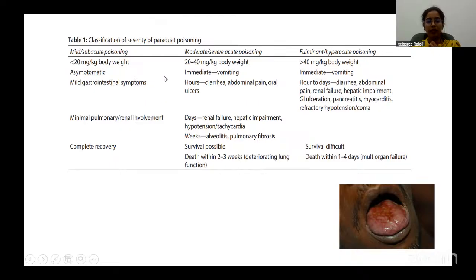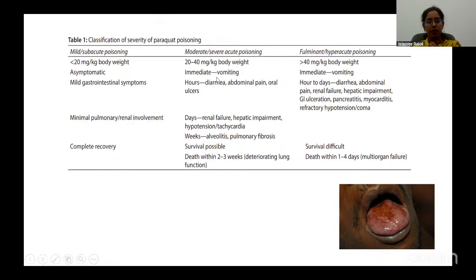In the mild variety, that is subacute poisoning, usually less than 20 mg per kg of body weight of paraquat has been taken. Usually they are asymptomatic, and very mild symptoms like oral ulceration and pain during swallowing are observed. Minimal pulmonary and renal involvement may be seen within 24 hours of the ingestion time. Usually, we can expect a complete recovery in such patients.